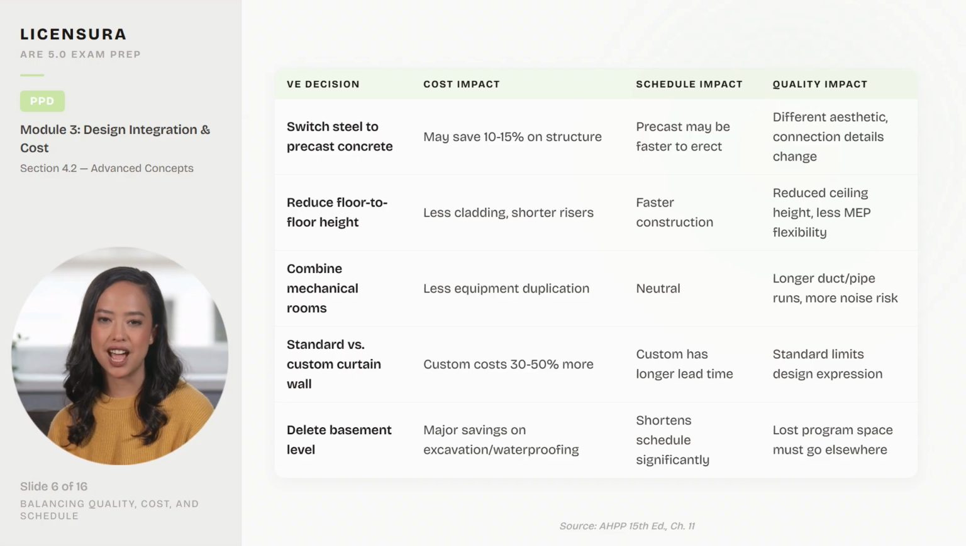This list covers 5 envelope integration principles. The air barrier, vapor retarder, and thermal insulation must all be continuous across the entire building enclosure. Any structure penetrating the insulation plane creates thermal bridges that degrade performance.